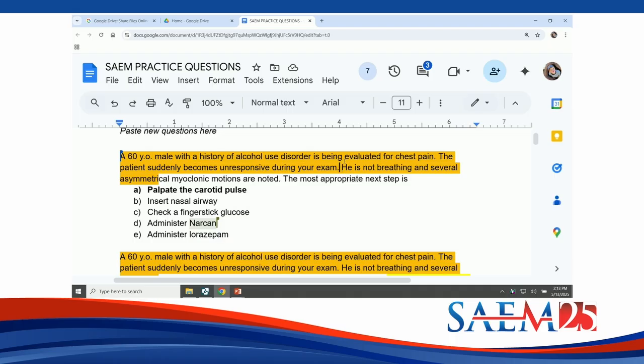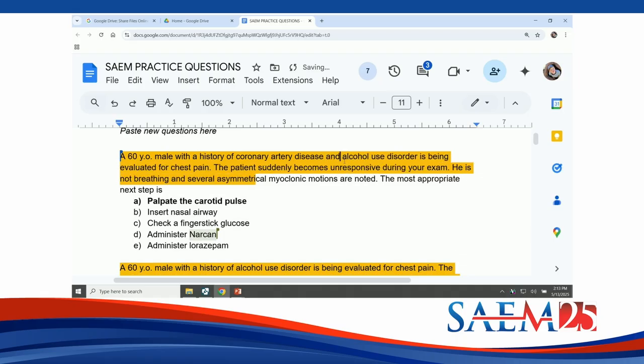This guy's here for chest pain. He's an older person. Maybe we could give him something else, right? And then maybe we give some vital signs and he's a little hypertensive or something like that. So now alcohol withdrawal becomes plausible, but also sudden cardiac death becomes plausible.